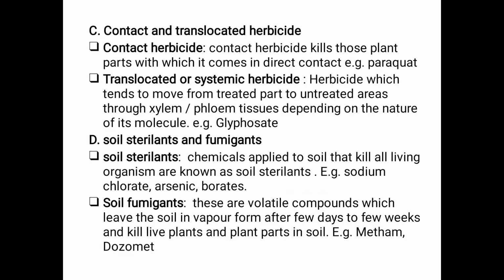Then translocated or systemic herbicides. Translocated herbicides move from one part to another. The herbicide tends to move from the treated part to untreated areas through the xylem or phloem tissues, depending on the nature of its molecule. These herbicides are first absorbed in the foliage or through the roots and then translocated to other parts of the plant. These herbicides are also known as systemic herbicides. An example of a non-selective translocated herbicide is glyphosate. These herbicides are more effective in destroying deep-rooted perennials.